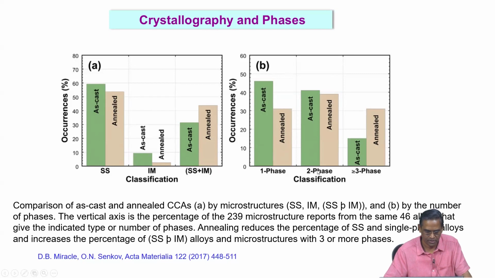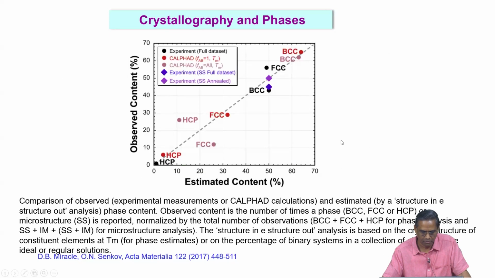So this is some idea about what kind of crystal structure we are dealing with. Here again is a comparison of the observed experimental measurements as well as the CALPHAD calculations, estimated by structure in, structure out analysis. This structure in, structure out analysis is nicely given in this paper, where they have set some kind of parameters based upon the CALPHAD calculation and other calculations, whether your experimentally observed structure falls within that or not. So that is the structure in, structure out calculation. Based on that, they have segregated this.